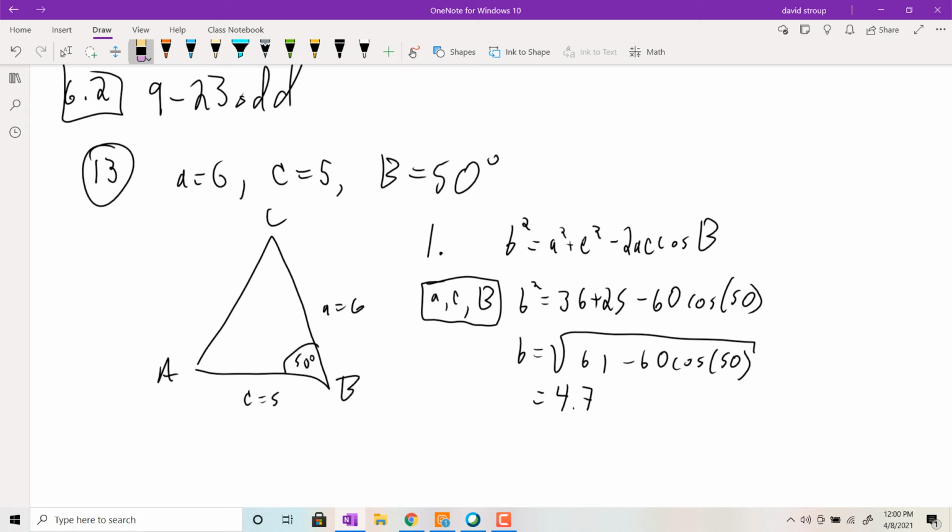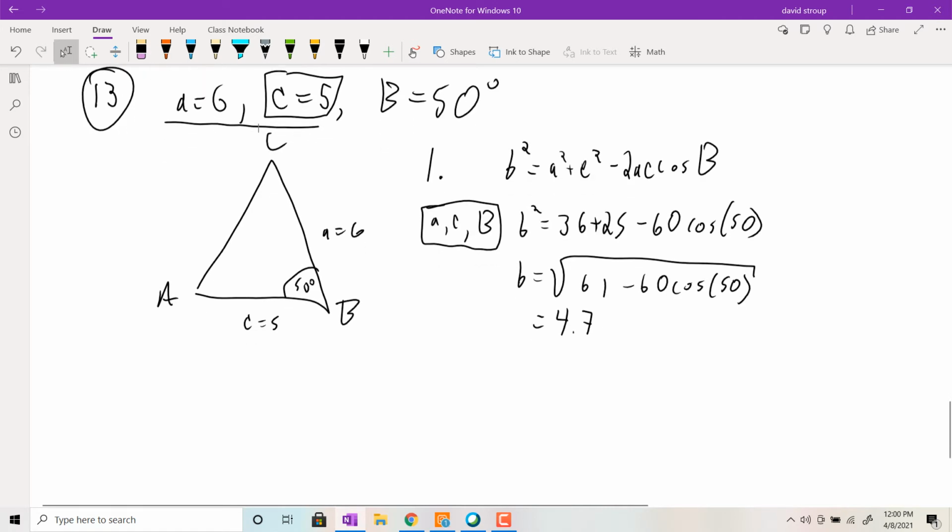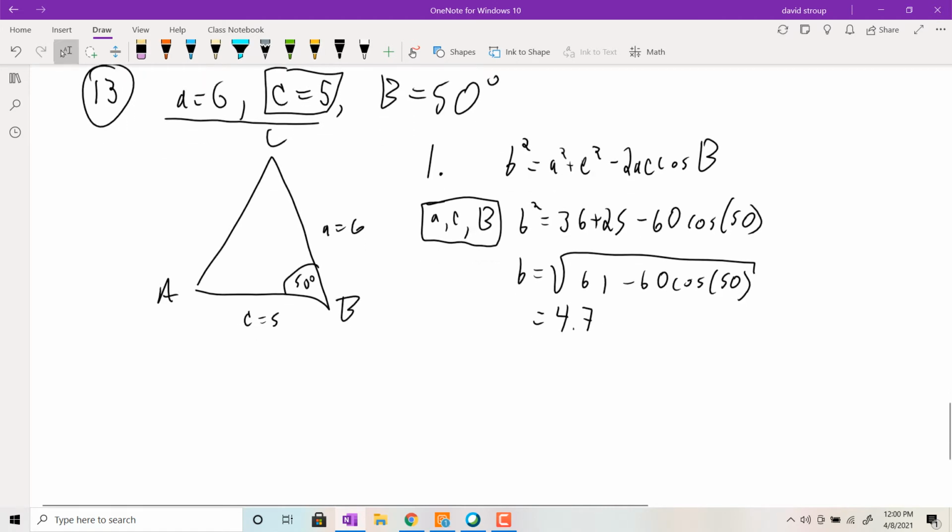The shorter of the given sides, so these are the given, let me underline the given sides. Okay. The shorter one is side C. So that's the one you go to. That's what that means. It doesn't mean include the side B. Okay. It's the given sides.